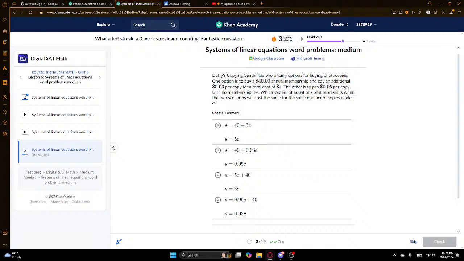Diffie's copy center has two pricing options. For buying photocopies, one option is to buy $40 annual. You pay an additional 0.3.